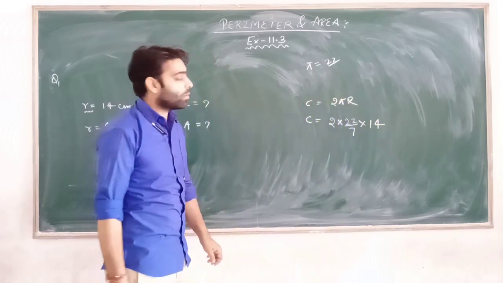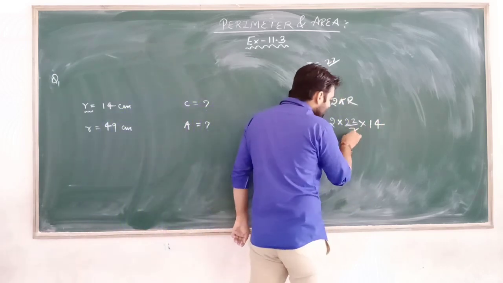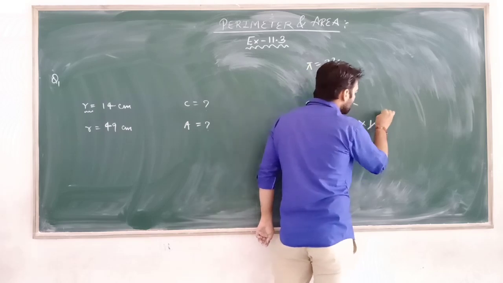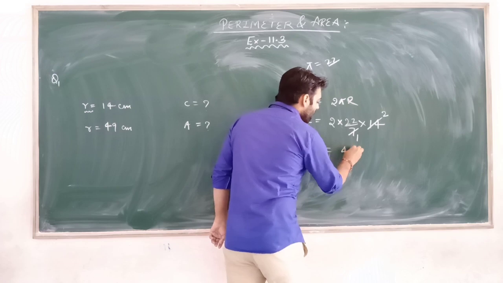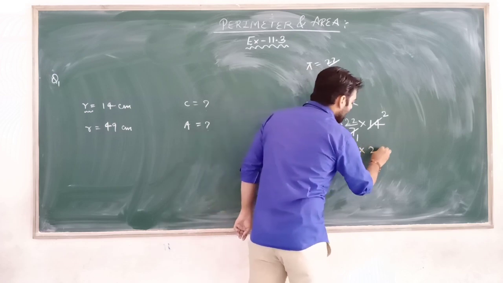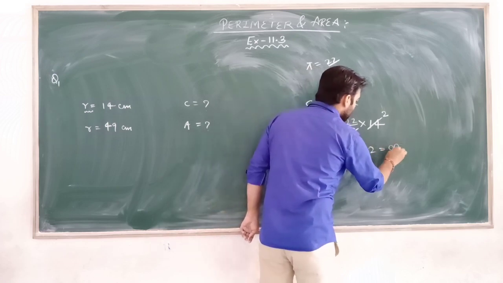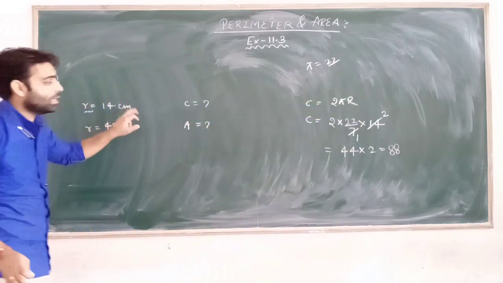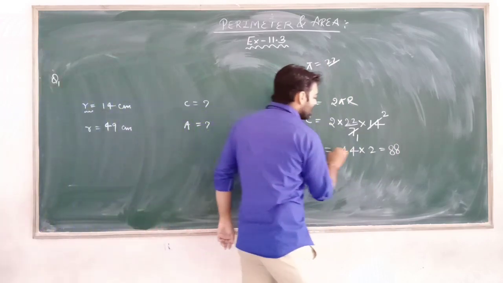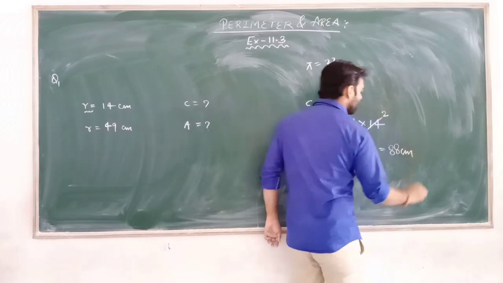Now we will cancel by 7. 7 ones are 7, 7 twos are 14, so it equals 44 into 2, that is equal to 88. And r is in centimeter, so its circumference C will also be in centimeter.